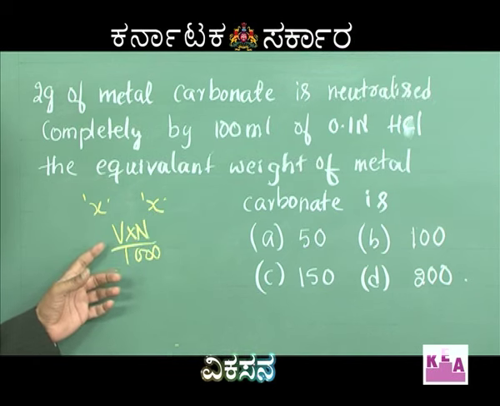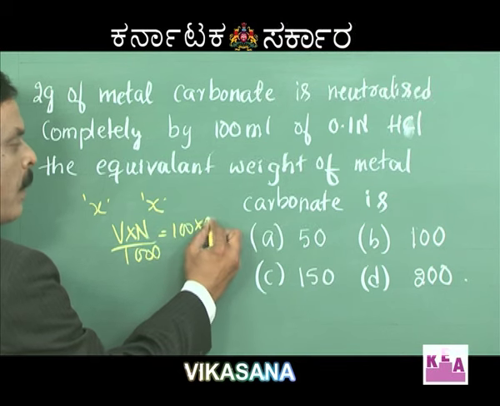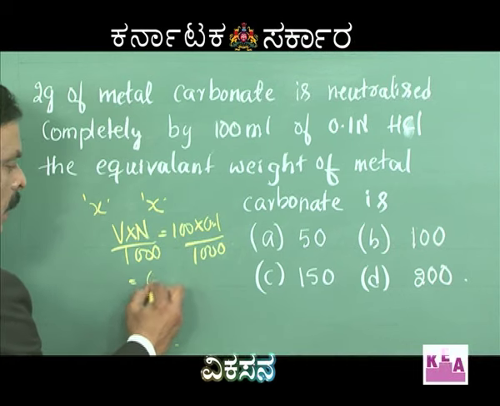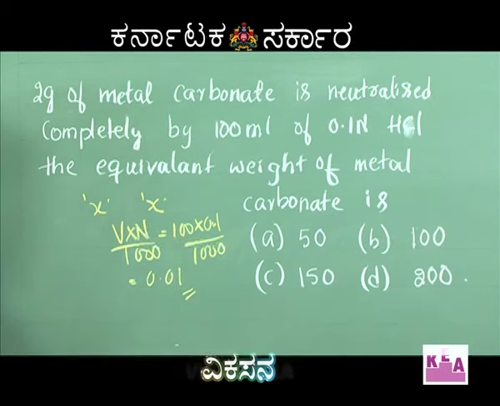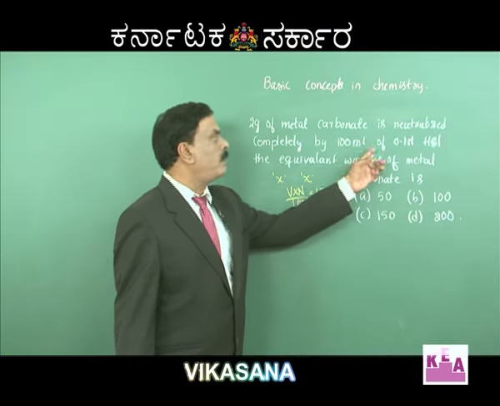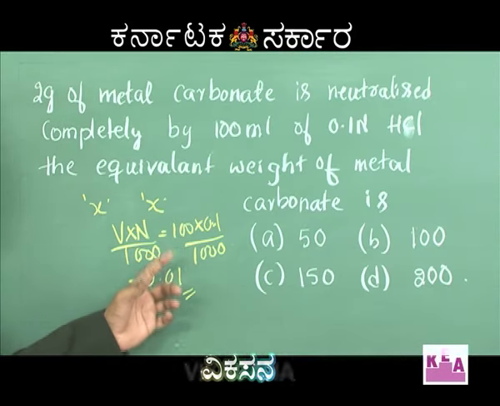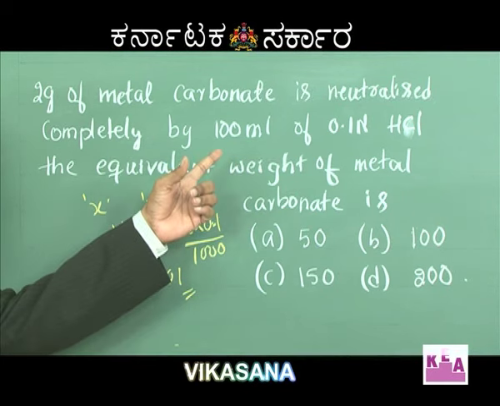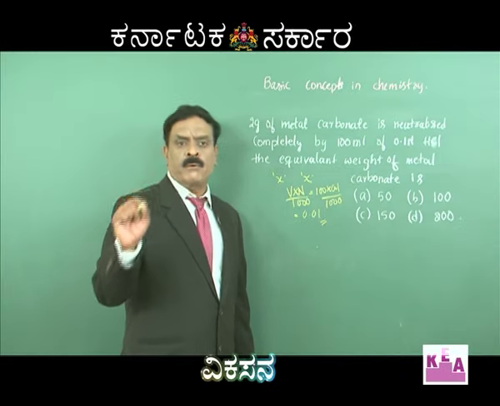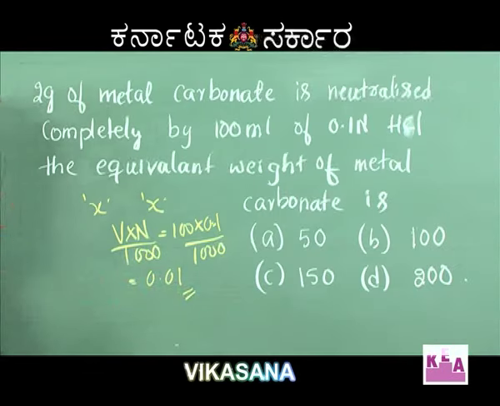What is the volume of HCl given in this problem? It is 100. Normality is 0.1 divided by 1000, and that would be equal to 0.01. Dear students, please note that the number of equivalents in 100 ml of 0.1 normal HCl is 0.01. If 0.01 equivalents of HCl are present in this solution, then it should have reacted with 0.01 equivalents of metal carbonate. So, the number of equivalents of metal carbonate is also 0.01.